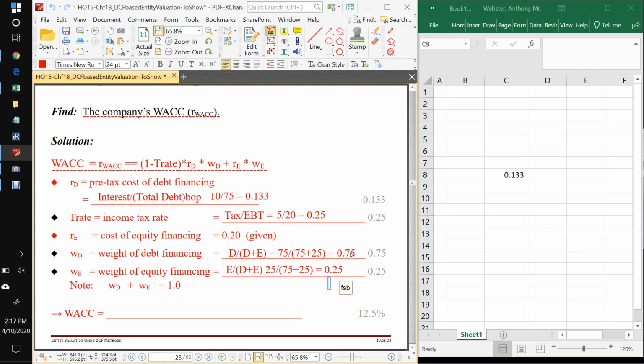Is 0.25 plus 0.75 equal to 1? Yes, okay. Good for us. All right, so that checks. So now we've got everything we need to plug in for the weighted average cost of capital.